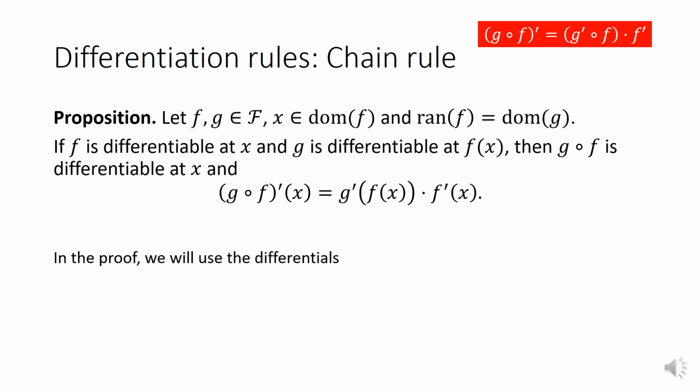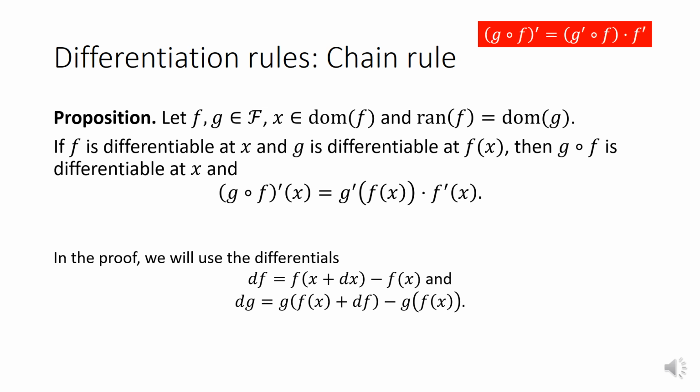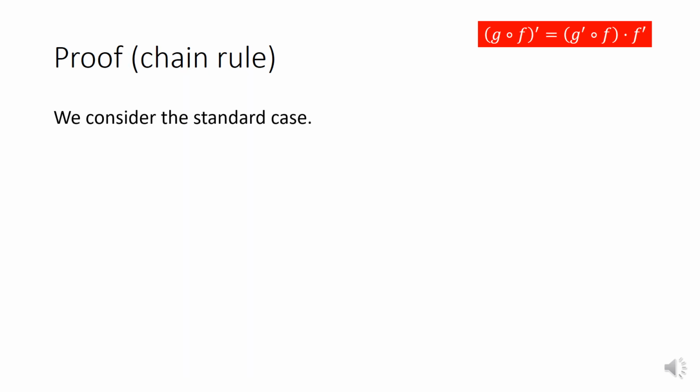In the proof, we use the differentials df, which, as usual, is equal to f of x plus dx minus f of x, and dg, which is defined as g of f of x plus df minus g of f of x, since g is differentiable at f of x. We consider the standard case and compute the numerator of the differential quotient. d(g after f) is equal to g of f of x plus dx minus g of f of x.